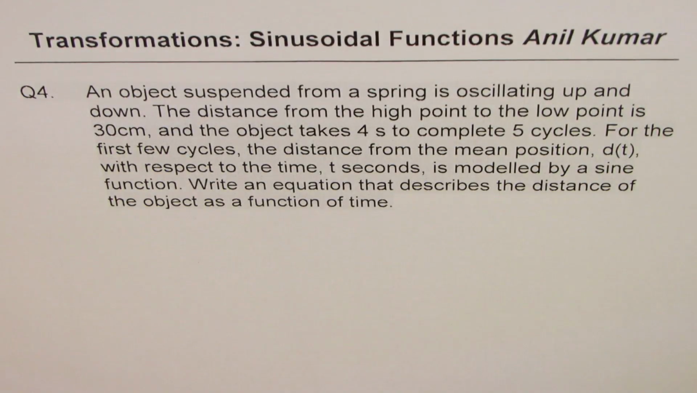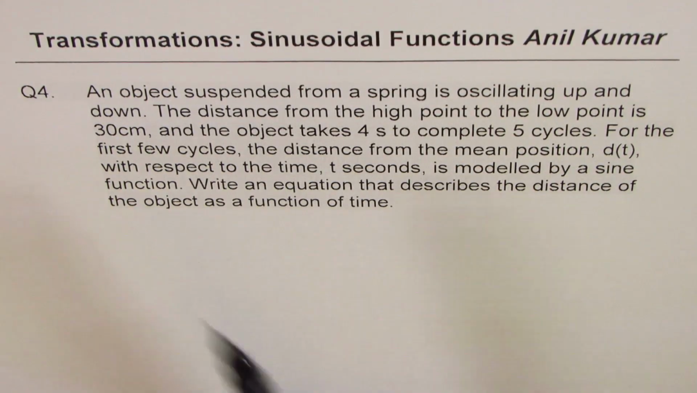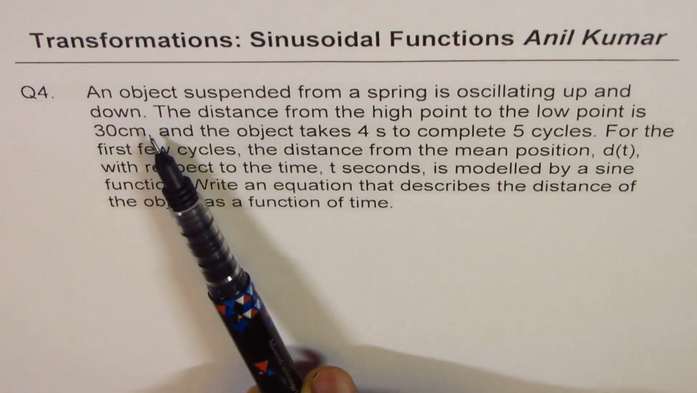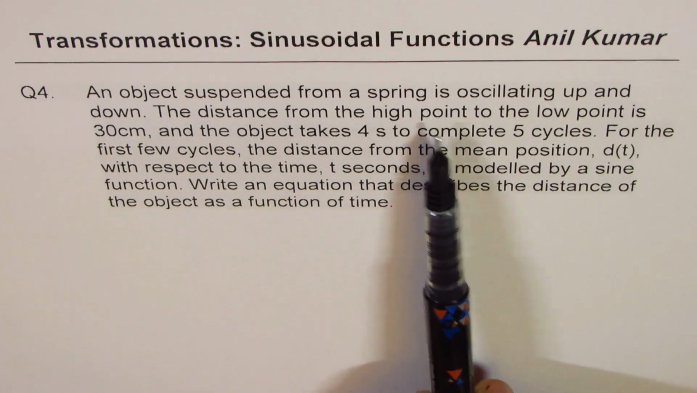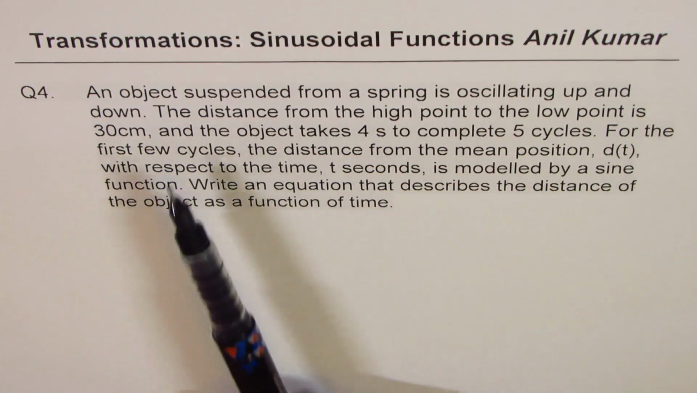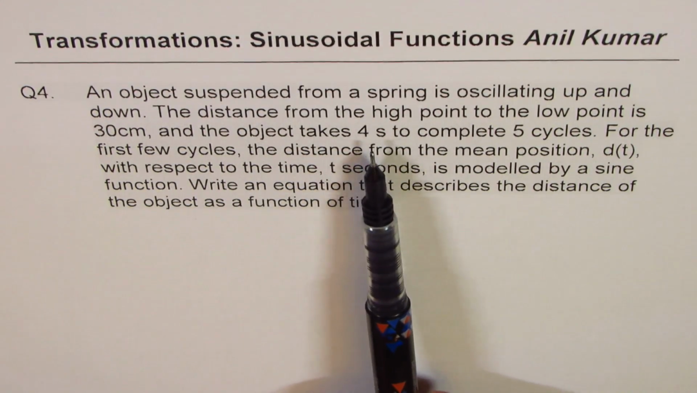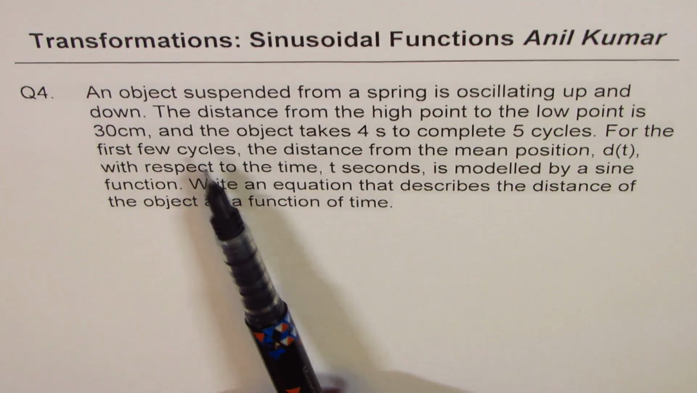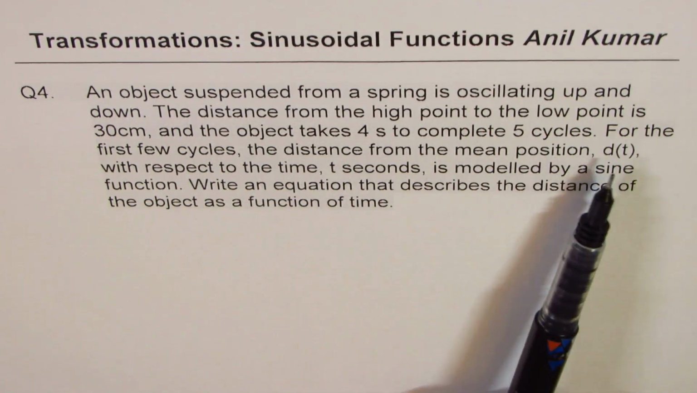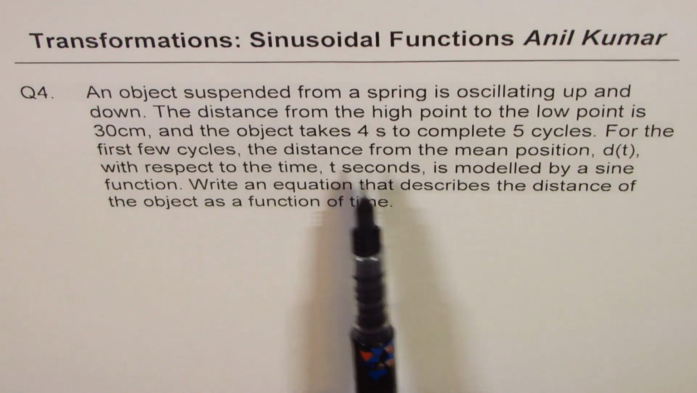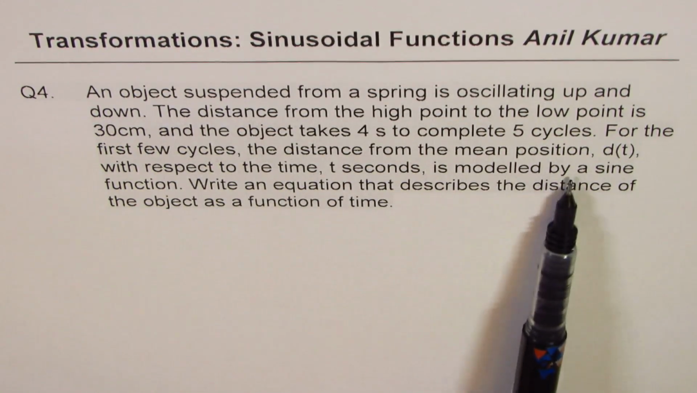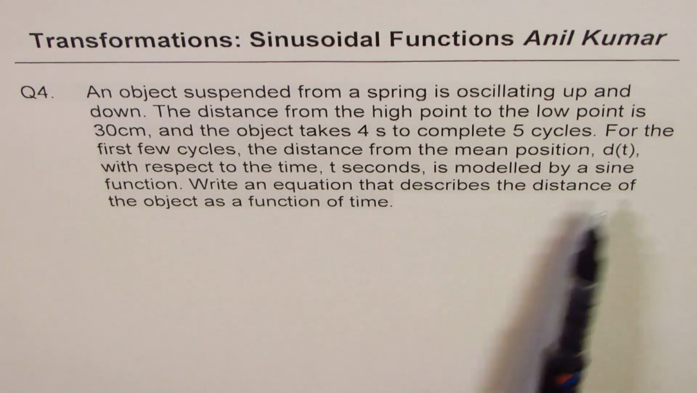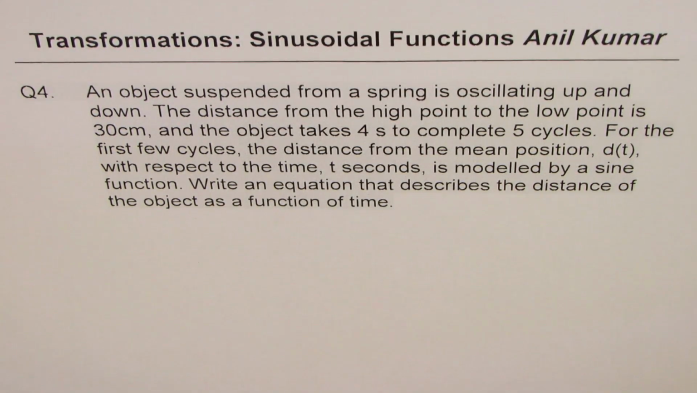Now let's move to the last part. The last question here is: an object suspended from a spring is oscillating up and down. The distance from the high point to the low point is 30 centimeters, and the object takes 4 seconds to complete 5 cycles. For the first few cycles, the distance from the mean position d with respect to time t seconds is modeled by a sine function. Write an equation that describes the distance of the object as a function of time.